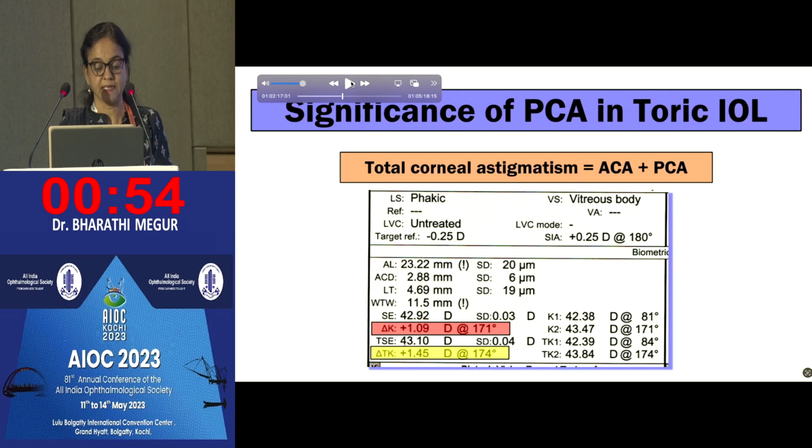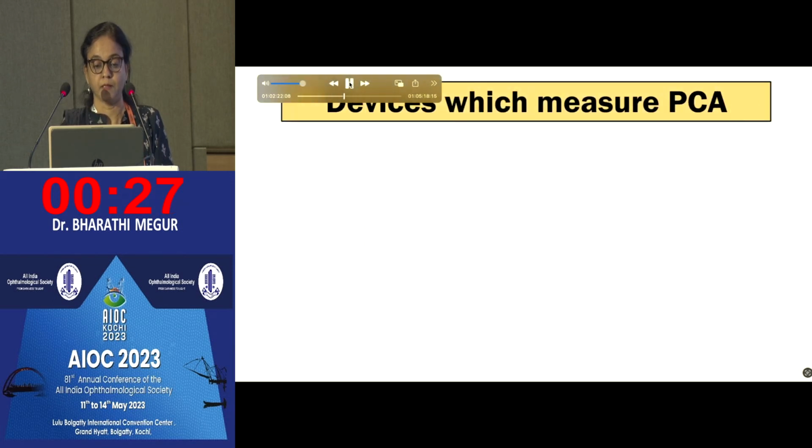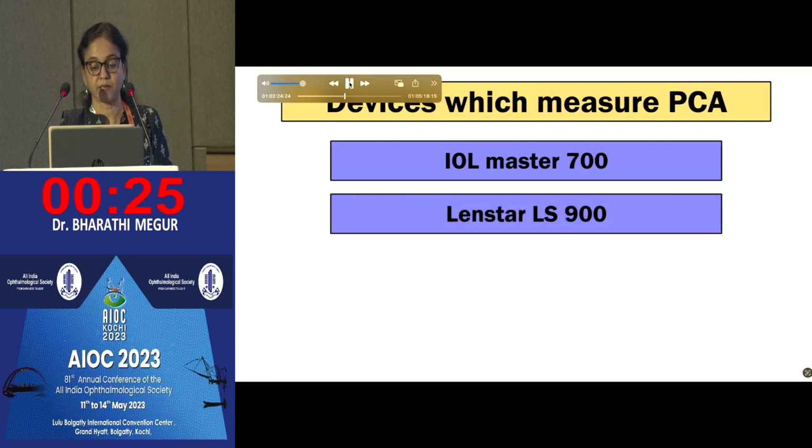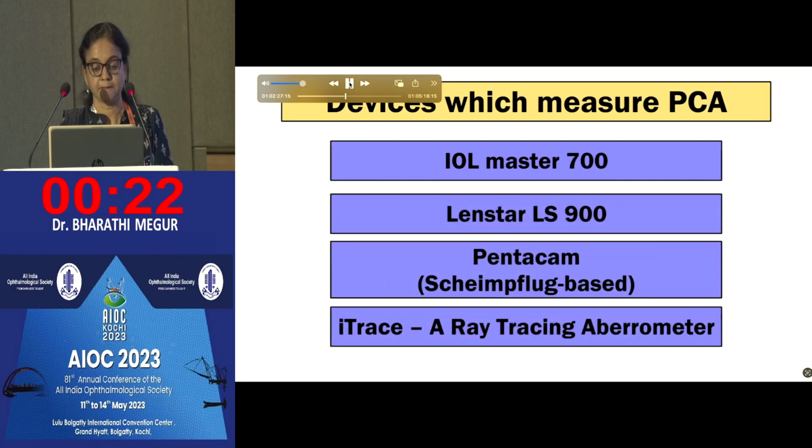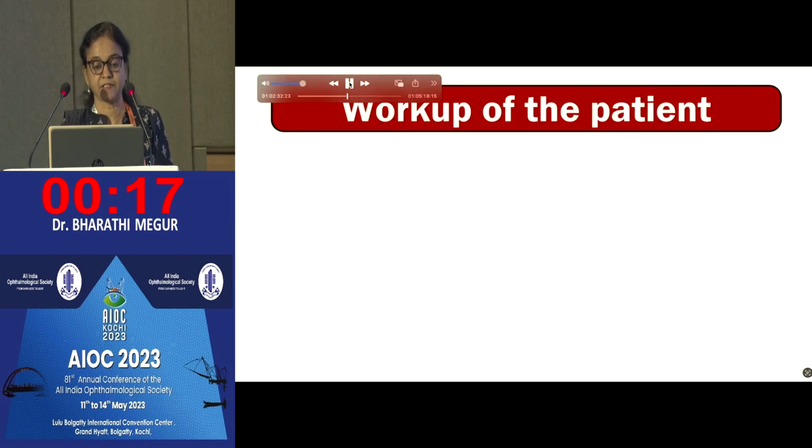As we can see here, when the biometric value of the K reading is obtained, K1 is plus 1.09 diopters at 171 degrees, but the total K is 1.45 diopters at 174 degrees. So 0.40 diopters would have been missed. This is contributed by the posterior corneal astigmatism. Devices which measure posterior corneal astigmatism are these, but it is not mandatory to have all these devices in your workflow.